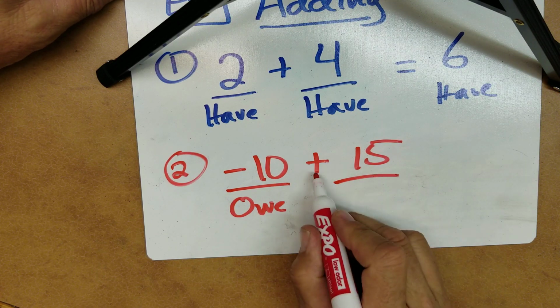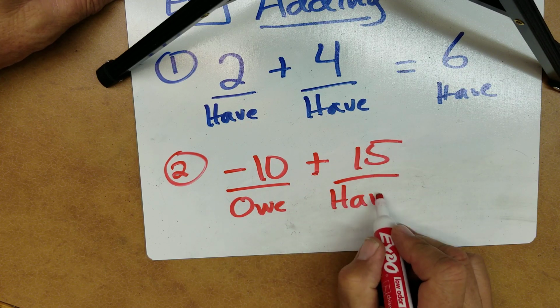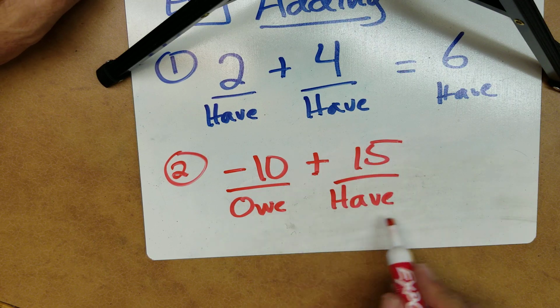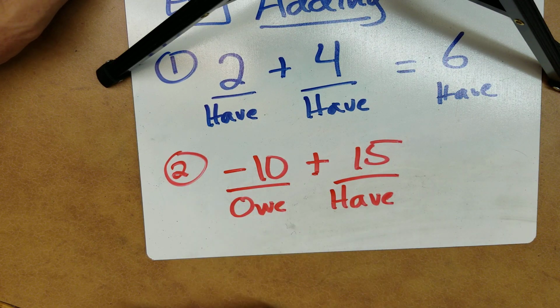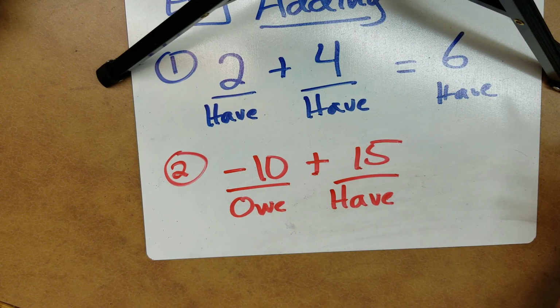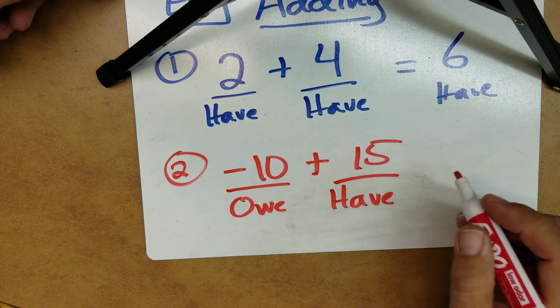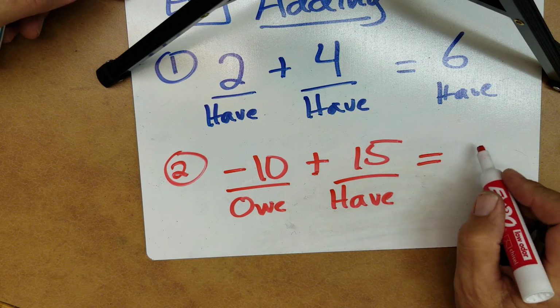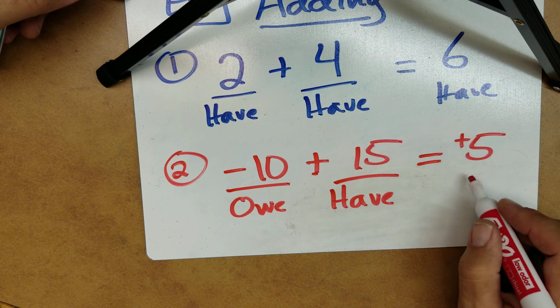Now, 15 bucks is positive because this sign belongs to that, and you have that $15. So you have $15 in your pocket. Congratulations. And you owe me 10. Well, you know you have to pay me. So you had 15, you owe me 10, give me my $10. How much do you have left? Well, you should have $5 left. And since you have $5, it's going to be positive.